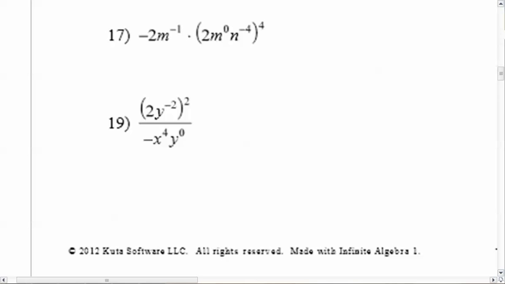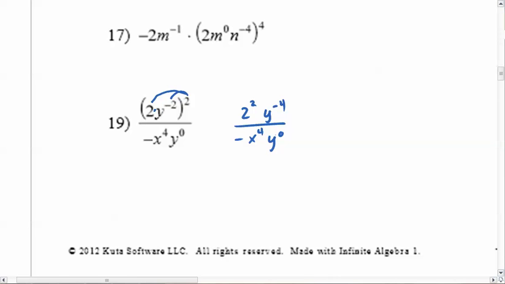So we're going to take the 2 and distribute it to both of these, right? Because it's the power of a product. This is 2 times y to the negative 2. You've got to deal with the top first, then deal with the bottom, and then put them together. So that will be 2 squared, and then y to the negative 4, because I'm going to multiply 2 times negative 2. That's all over negative x to the 4th, y to the 0.